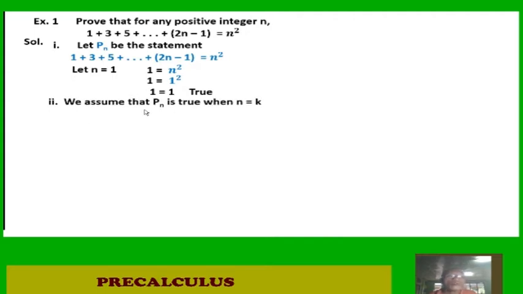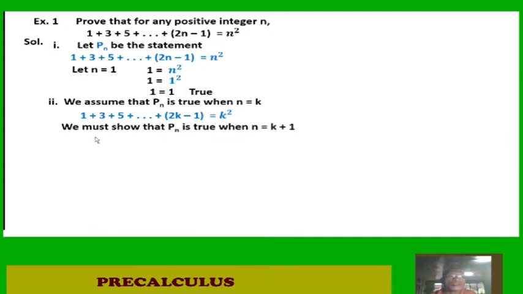Next, we assume that P of n is true when n is equal to k. So replace n with k. Then we must show that P of n is true when n is equal to k plus 1. Replace n with k plus 1. We add one more term here because k this time is k plus 1, and replace k with k plus 1.